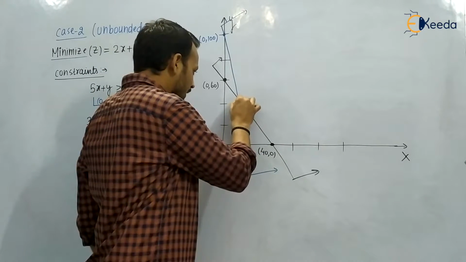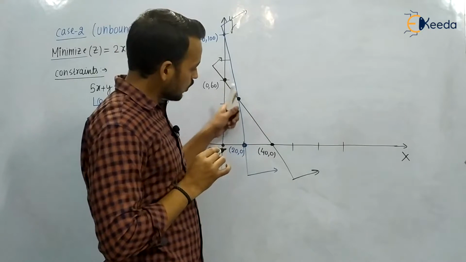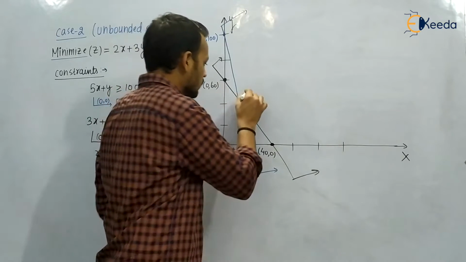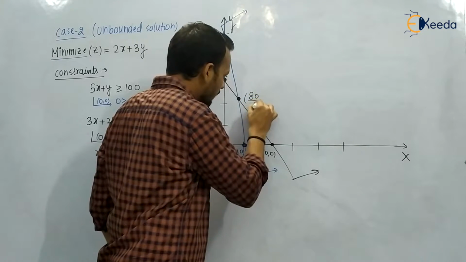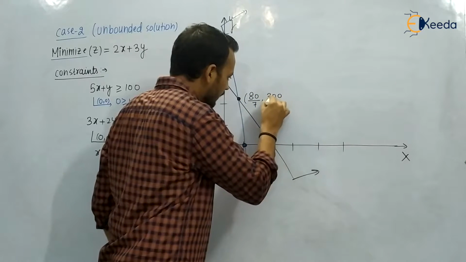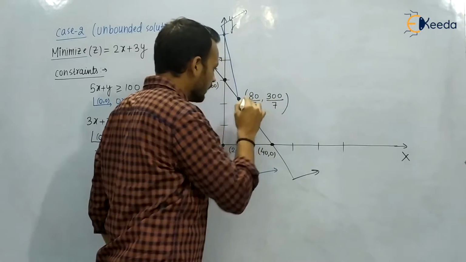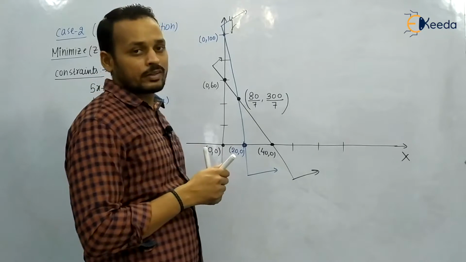So what you are going to do is find the intersection point. You have to solve both the constraints to get the intersection point. It is a linear system, you can solve it. The intersection point is 80 by 7, 300 by 7. Then you are going to find the feasible region.